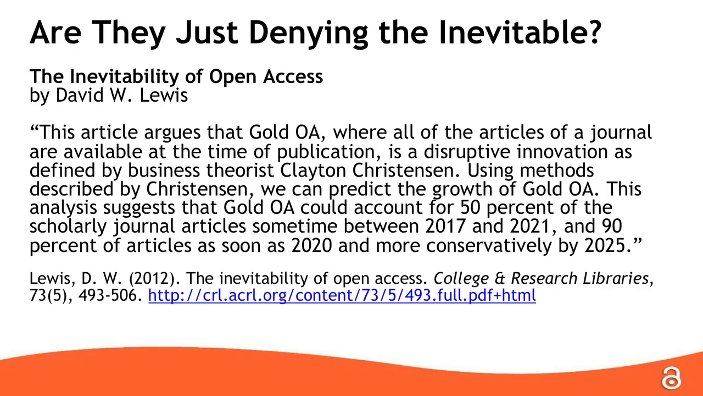But maybe these moves by scared publishers are just the last gasps of the traditional commercial publishing system. Maybe open access is just becoming inevitable. David Lewis believes so. He wrote an article in College and Research Libraries called The Inevitability of Open Access, where he argues that sometime between 2020 and 2025, 90% of scholarly articles will be open access.